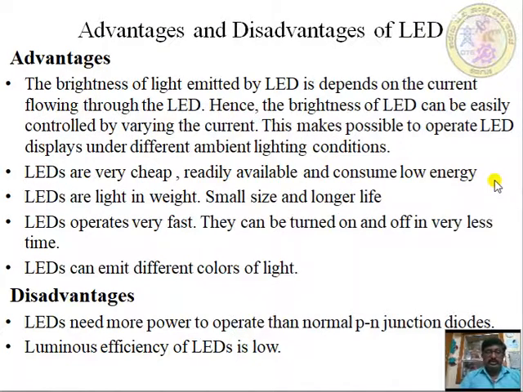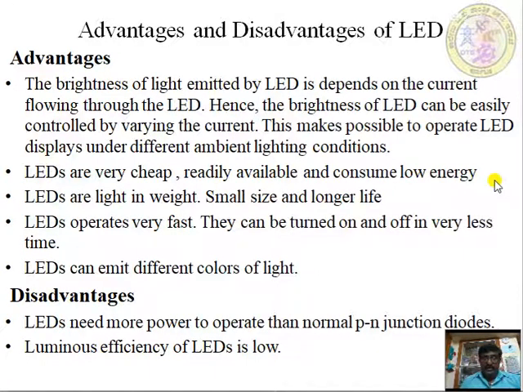Next, what are some of the advantages? The brightness of the light emitted by an LED depends on the current flowing through it. Hence, the brightness of the LED can be easily controlled by varying the current. This makes it possible to operate LED displays under different ambient lighting conditions. In general, the bulbs previously used operated only for a specified voltage, but with LEDs, if you increase the current flow, it grows brighter, and if it is reduced, it gets dimmer. That is the main advantage of the LED.